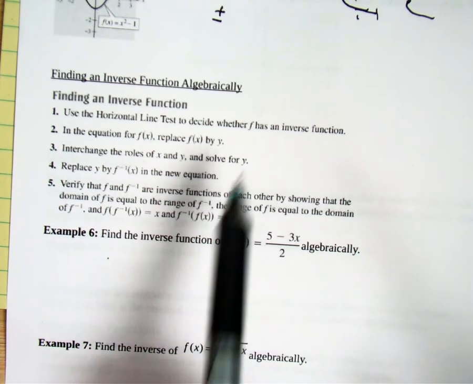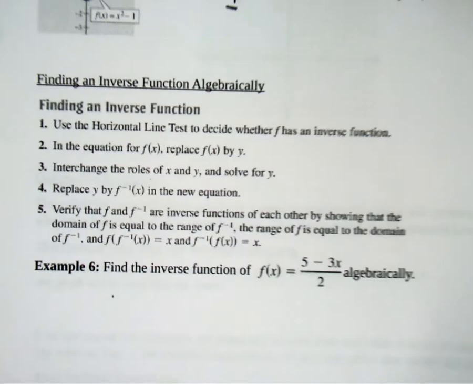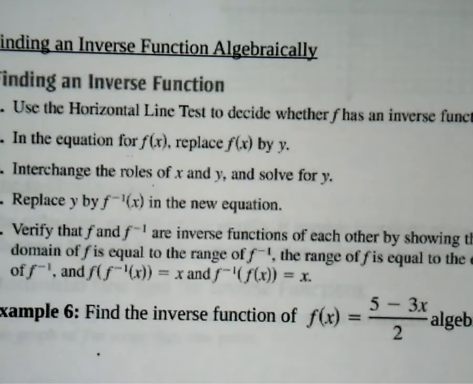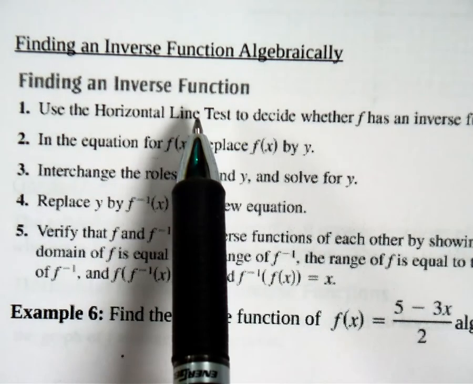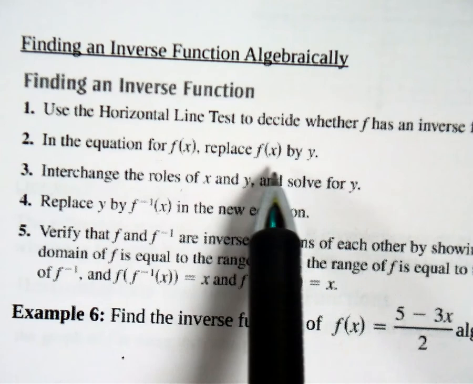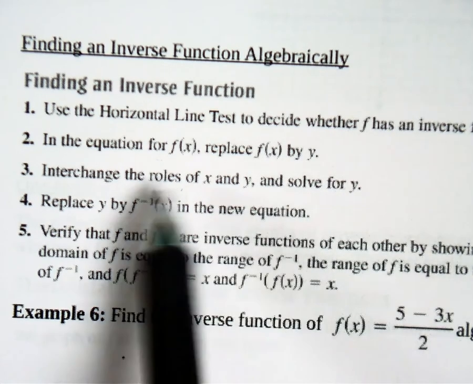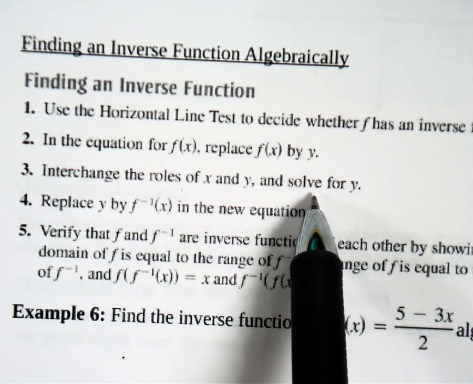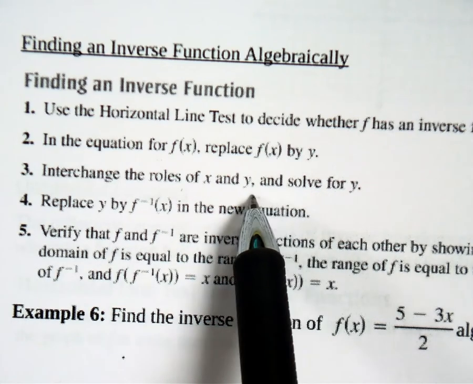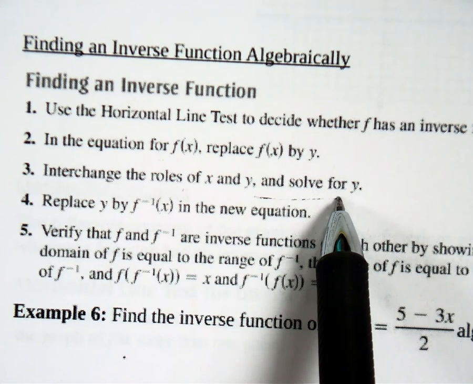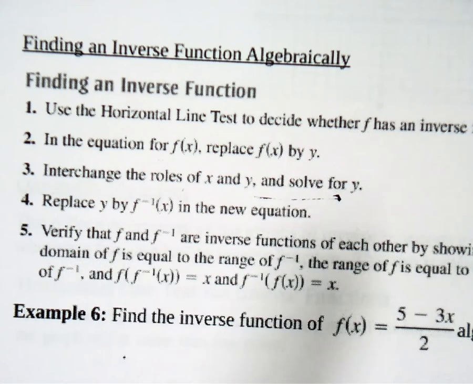You can't read this. Let's zoom in. All right, here's the main steps. Replace f of x with y. So now it's y equals something. Now flip-flop the x and the y's. And then solve for y. And then now replace y with f inverse.